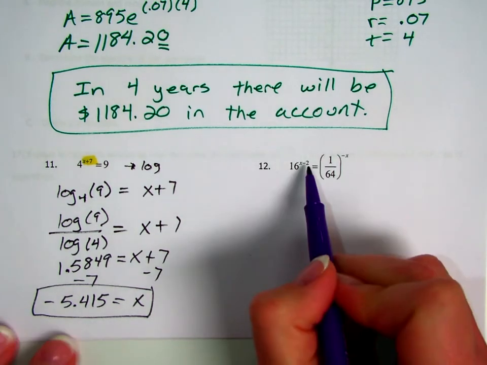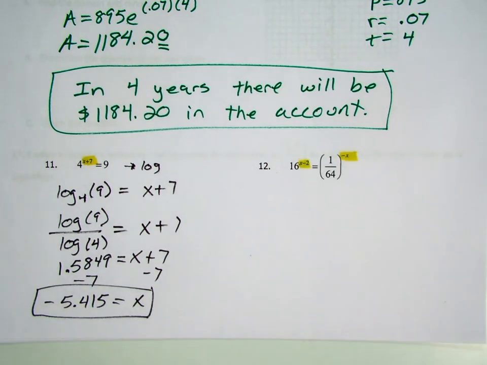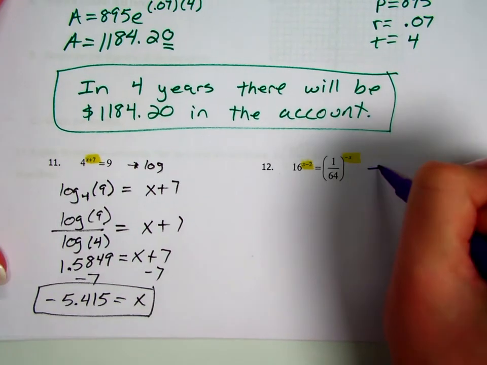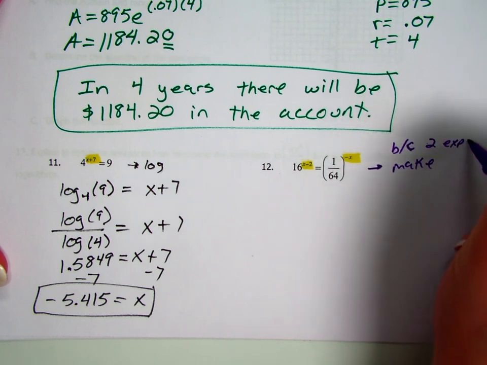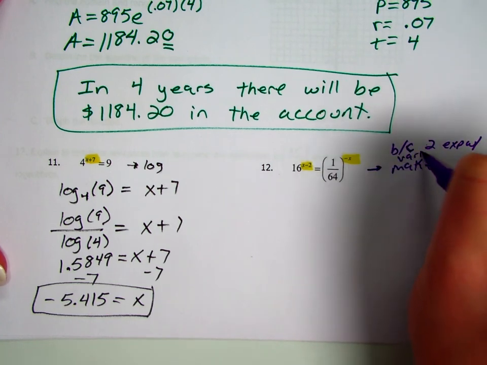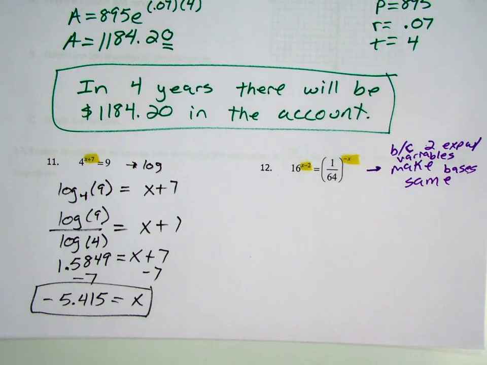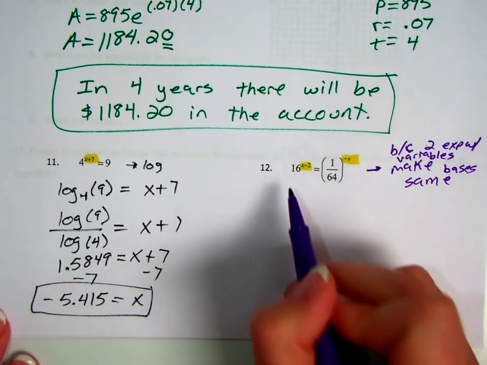And the last one for this page. Now, when I look at this one, you should notice that there are actually two exponents here, right? And there's variables in both of them. So that means I cannot do just changing it to the log. Instead, I need to make the bases the same. So because there are two exponents with variables, we need to make the bases the same. If there was just one exponent with a variable, we wouldn't need to do that. But since there's two exponents, both with variables, we need to make the bases the same.